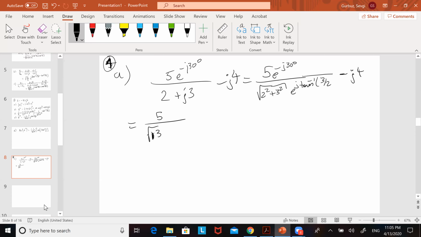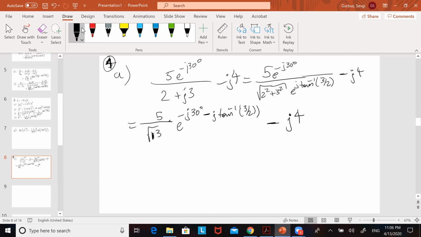And then we have, let me shorten the bar here. So this would be our magnitude. And then our phase term would be e to the minus j 30 minus j tangent inverse 3 divided by 2. And then we still have to subtract j to the 4th.